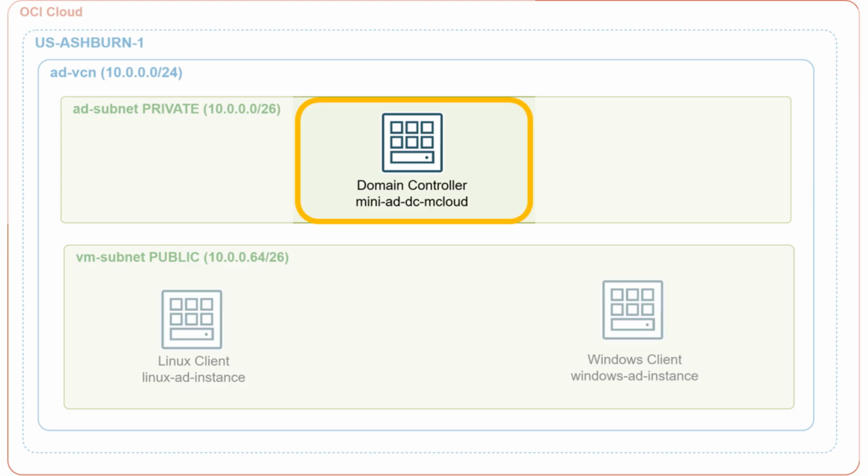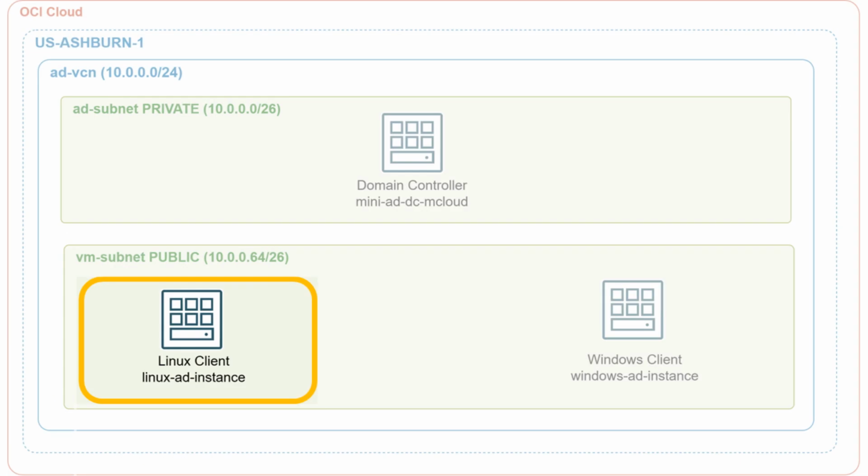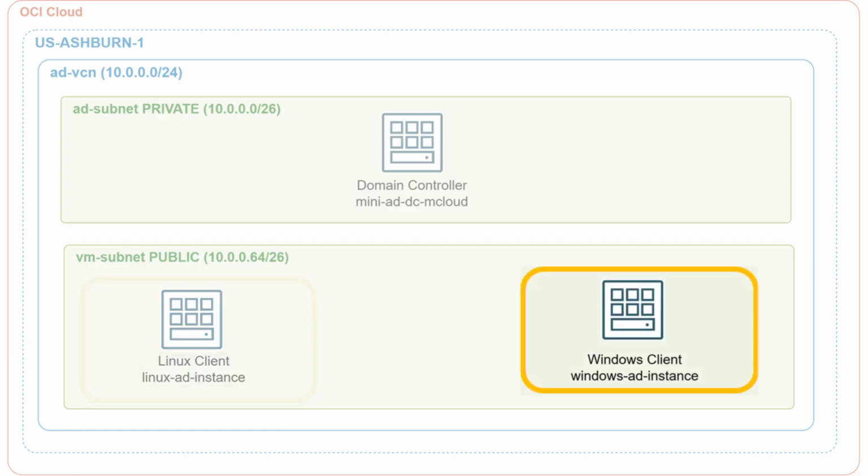The domain controller runs on Ubuntu 24.04 on an ARM64 A1.Flex instance. That's the Always Free tier. The Linux client is an Ubuntu E4 Flex instance that domain joins automatically at boot. The Windows client is Windows Server 2022 on E4 Flex. Same story, joins at boot.